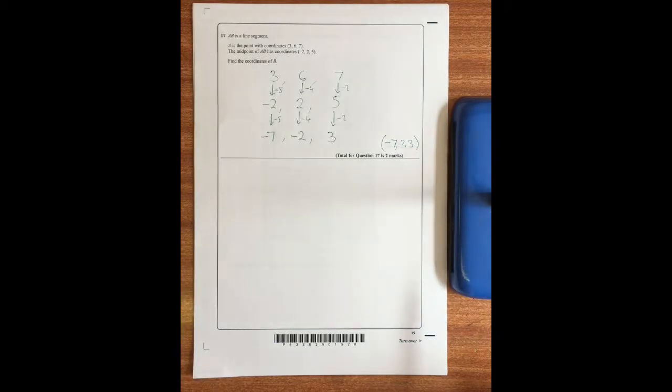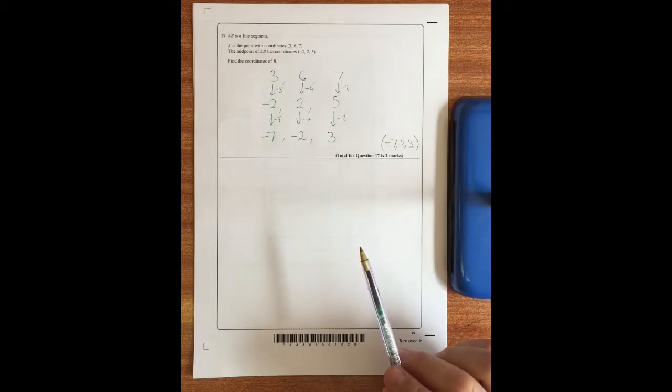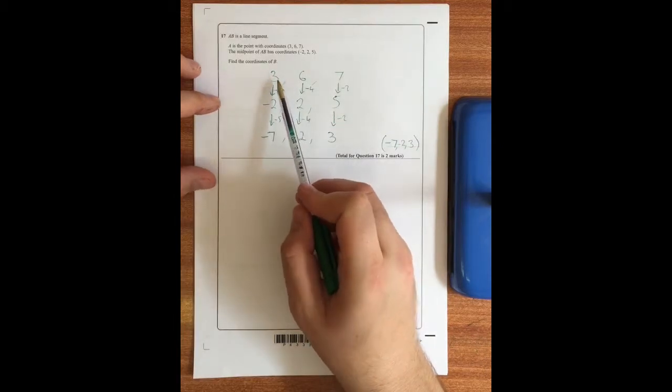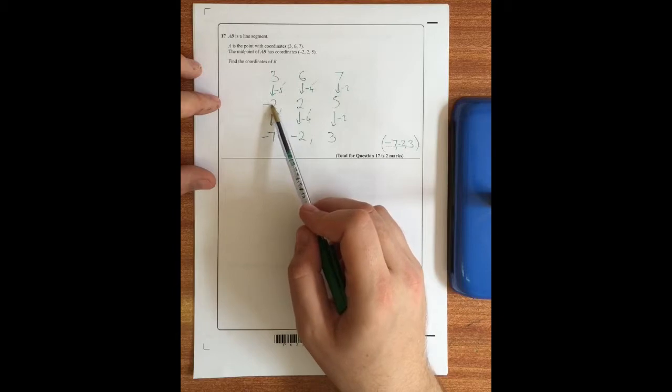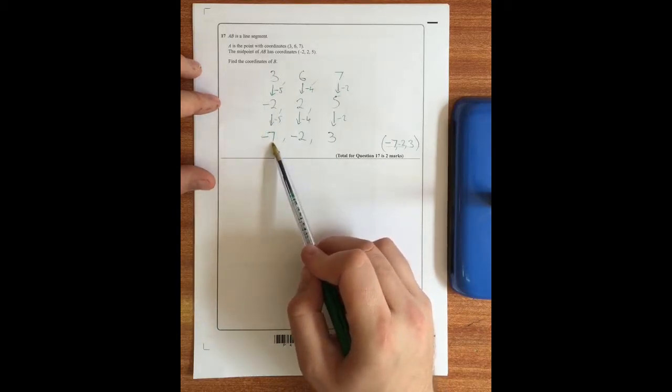Question 17. AB is a line segment. A is a point with coordinates 3, 6, 7, and the midpoint of AB has coordinates -2, 2 and 5. Find the coordinates of B. Well, on the x coordinates, to get from 3 to -2, we need to take 5 off. So that's the midpoint. So if we need to do the same on the other side, so take another 5 off, gets us down to -7.